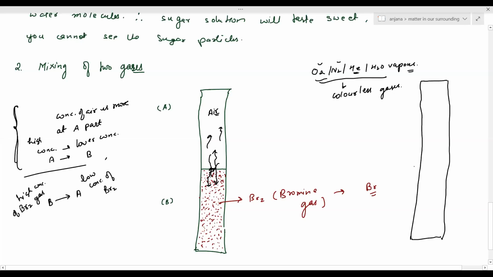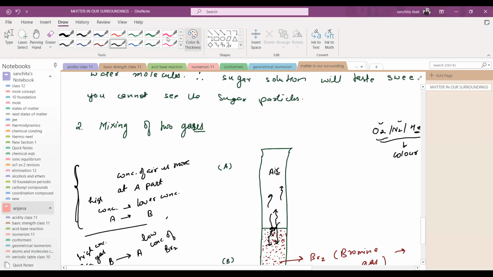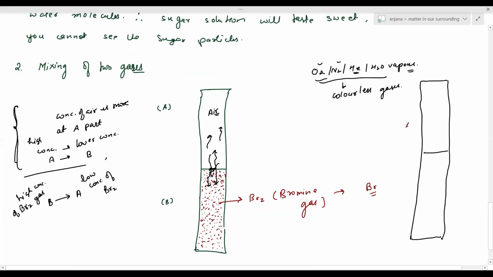Now again, after some time, what is going to happen? Both parts of the container, container A here and container B here, will have the particles of bromine gas, like this at container A and here also at container B.